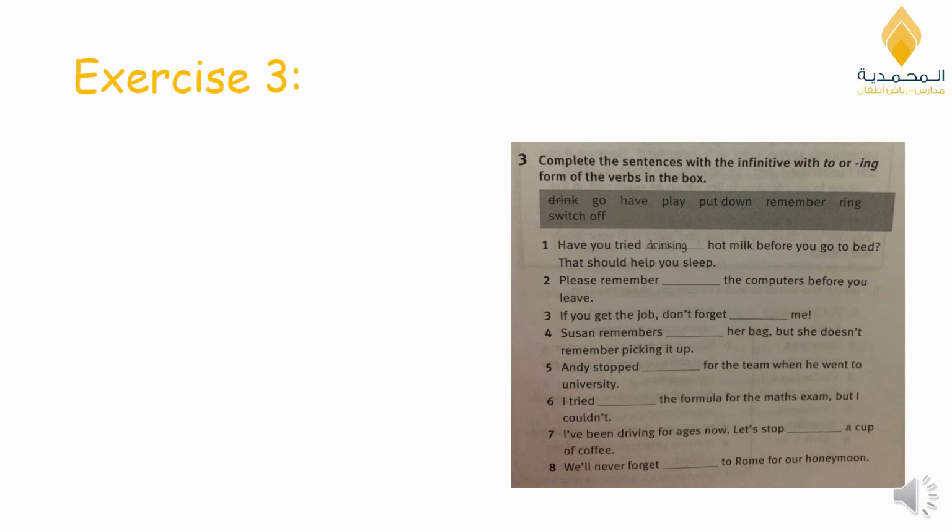Exercise number 3 says that we have to complete the sentences with the infinitive with to or the ing form of the verbs from the box. We have drink, go, have, play, put down, remember, ring, and switch off. Number 1, have you tried drinking hot milk before you go to bed? That should help you. So here we used an ing form.